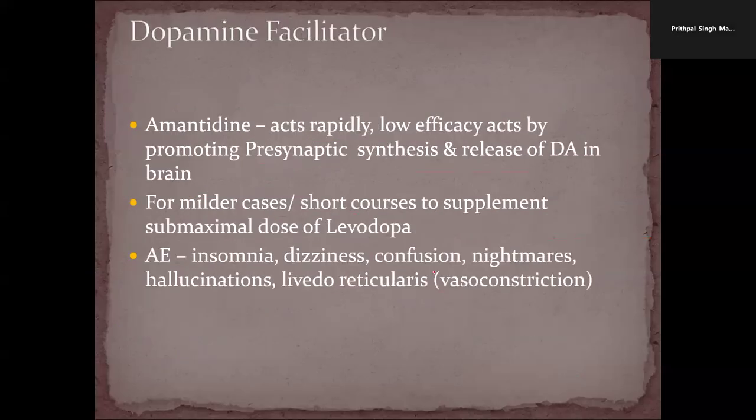The next category of drug is dopamine facilitators. We talk about amantadine, now categorized as an antiviral. It acts rapidly, it has low efficacy, but increases efficacy mainly for rigidity and akinesia. Adverse effects include insomnia, dizziness, and hallucination.